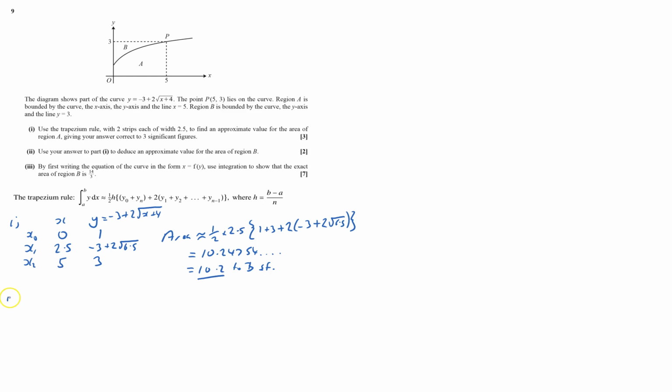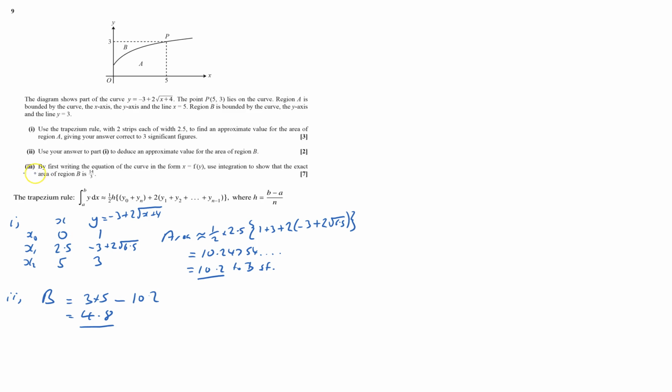Part 2. Use your answer to part 1 to deduce an approximate value for the area of B. Well, that's the whole area of the whole rectangle. So B equals area of the rectangle, that's 3 times 5, take away the 10.2. 15 take away 10.2. That's 4.8. And that gives me 2 marks.